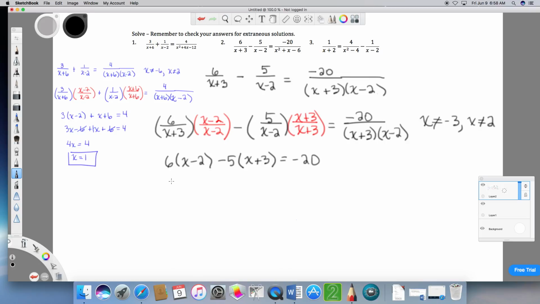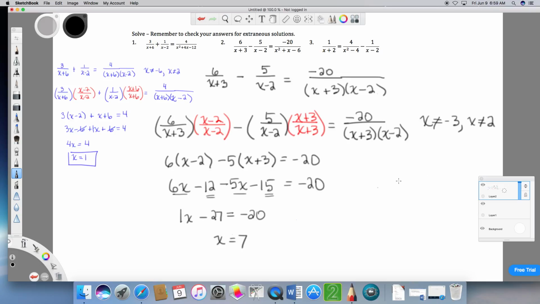So now we apply the distributive property, and with this subtraction, make sure that you don't make any silly sign errors here. All right, so let's combine like terms. We've got 6x minus 5x is 1x, and minus 12 minus 15 is minus 27. If I add 27 to each side, I get that x is equal to 7.